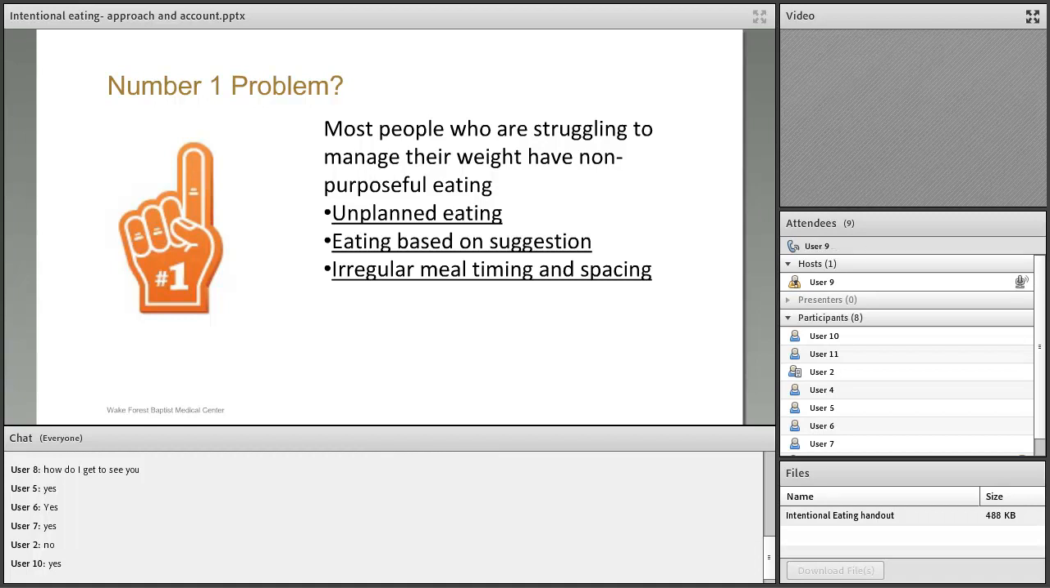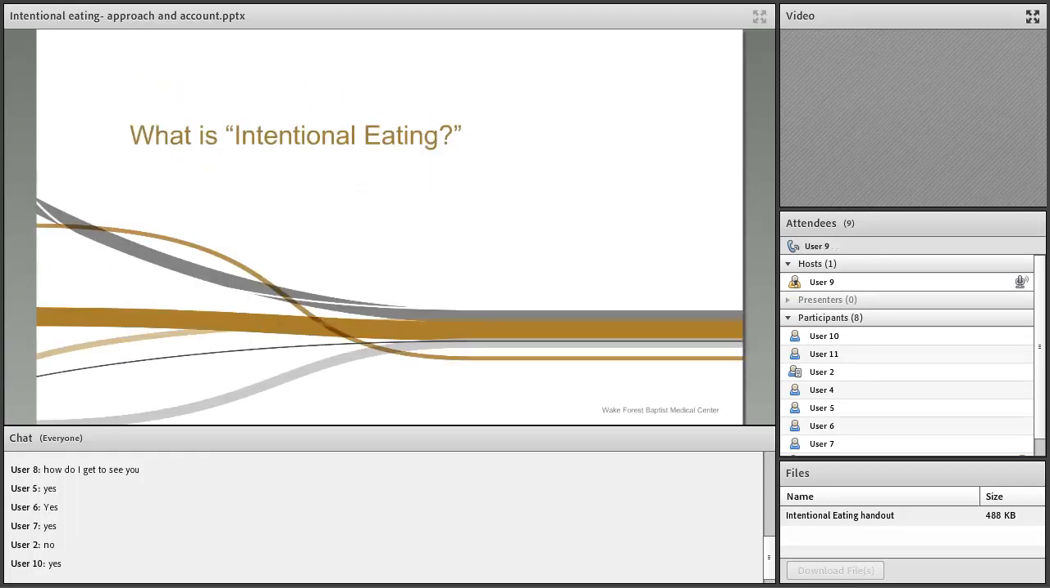But that irregular meal timing and spacing becomes part of that non-purposeful eating. So in summary, that's really one of the main problems that I see for people who are joining our program, is that they lack that consistency in terms of purposeful eating. And I should say, if people have questions, please just send the questions through chat. I'll be checking regularly to make sure that I can address any questions.